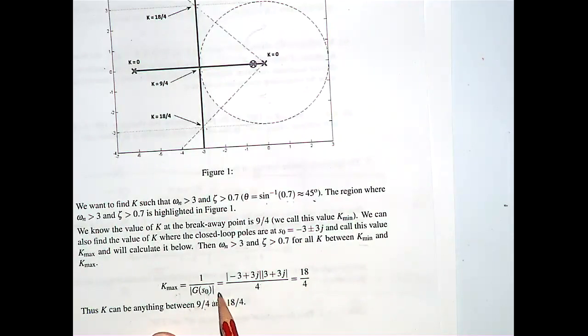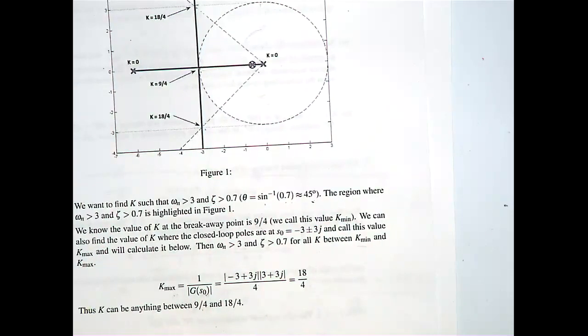I substitute it and take 1 over magnitude of that. Well, that's exactly given here. So you get 18 over 4. So now what you got is the values. So in this case, you would satisfy your specifications to have the right overshoot and maybe the right settling time if the gain is between these two values.